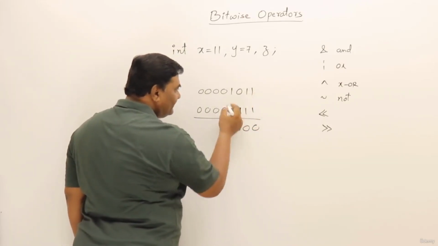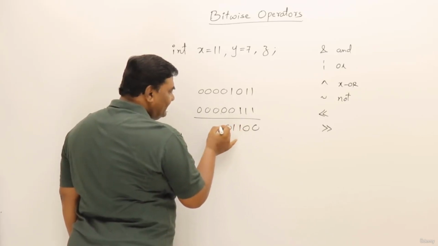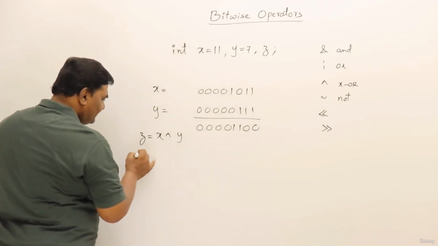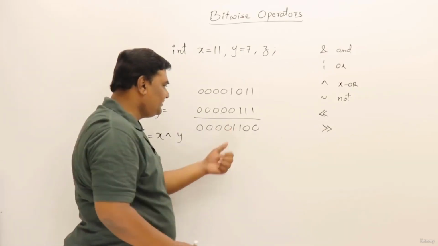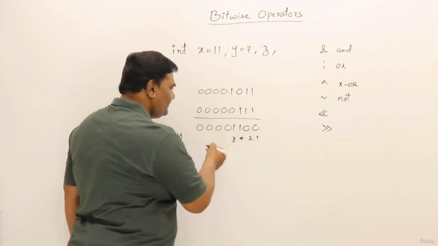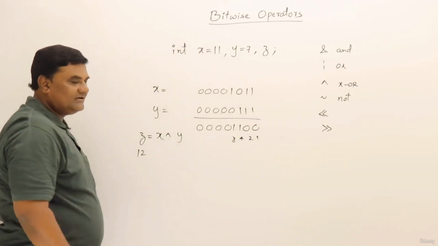These two are different, 1. These two are different, 1. Then leading all are zeros. So this is 12. Result is 12. In decimal form, this is 12. See, this is 1, 2, 4, 8. 8 plus 4 is 12. So the answer is 12 here.